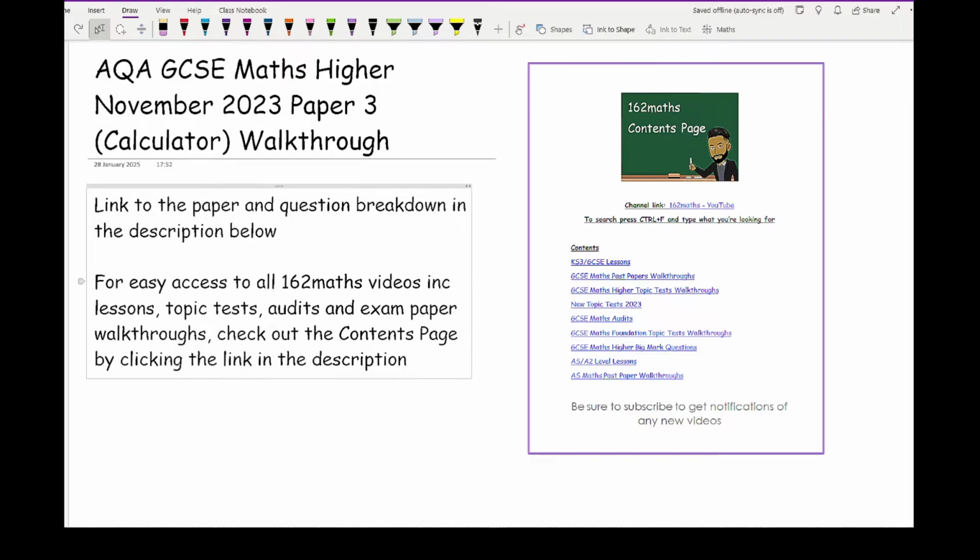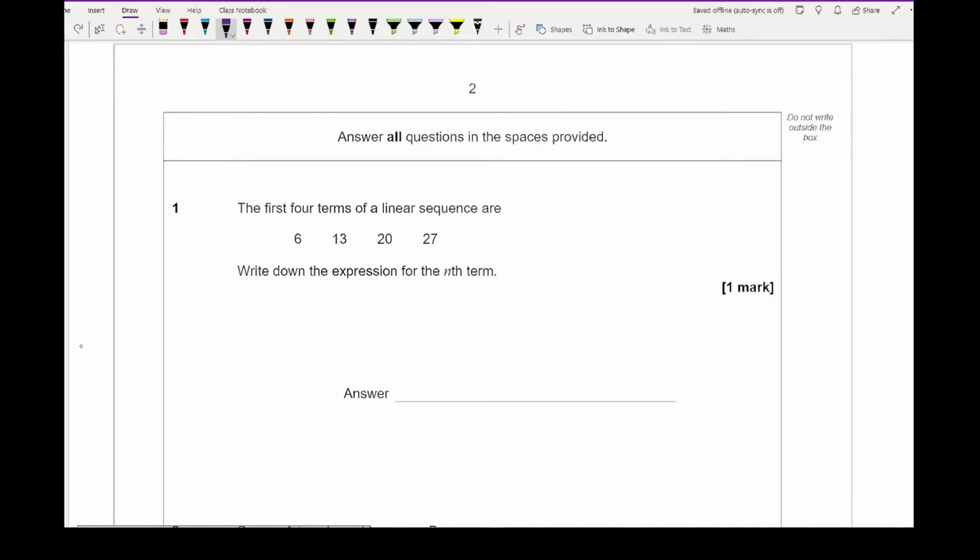So let's get started on question 1. Question 1 reads, the first four terms of a linear sequence are 6, 13, 20 and 27, and the question is asking us to write down the expression for the nth term.